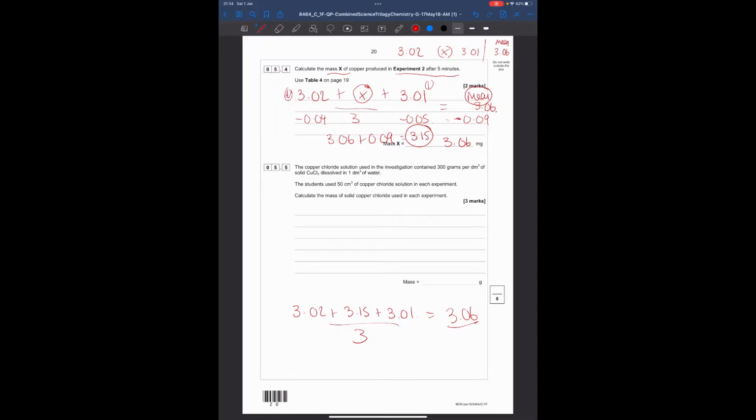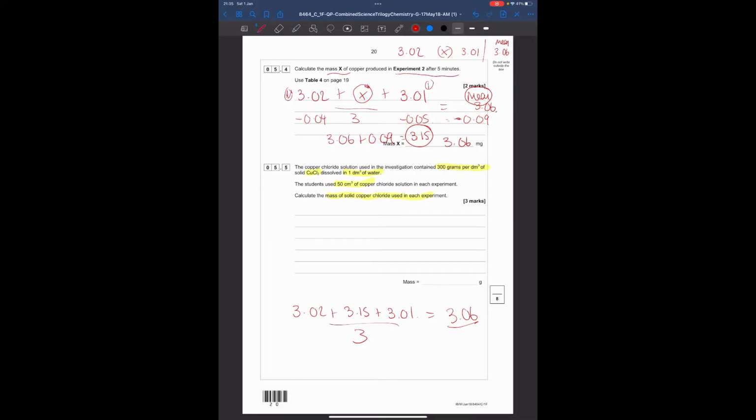Question 5.5 then. The copper chloride solution used in an investigation contained 300 grams per decimetre cubed of copper chloride solution in 1 decimetre cubed of water. The students used 50 centimetre cubed of copper chloride solution in each experiment. Calculate the mass of solid copper chloride used in each experiment.